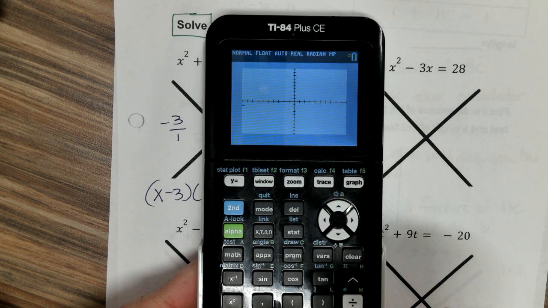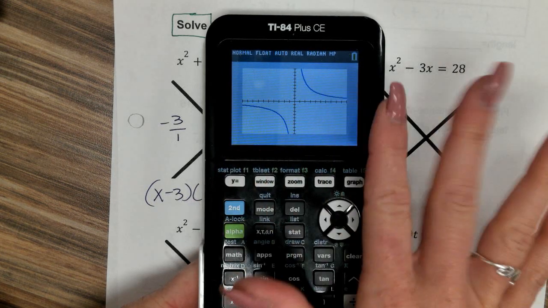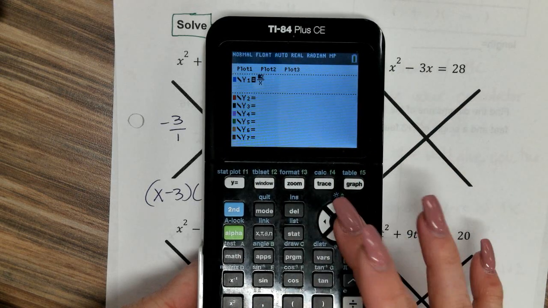I'm going to just look at my graph. Okay, it's all good now. Don't look at that. Okay, here we go.